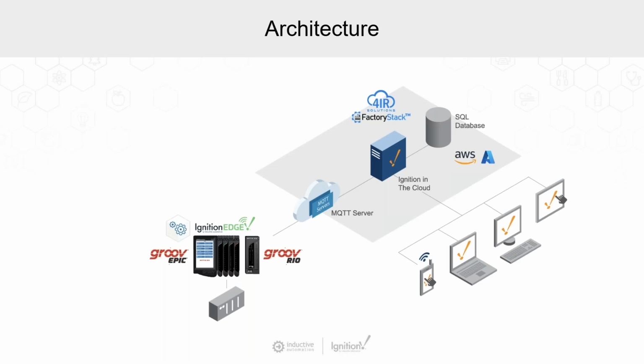4IR provides the infrastructure that's sitting inside the cloud. So you have Ignition in the cloud there. That could be Ignition Cloud Edition, or that could be standard versions of Ignition that are running in the cloud. Feature set's the same, or it can be between those. We'll run inside AWS and Azure, as you can see.